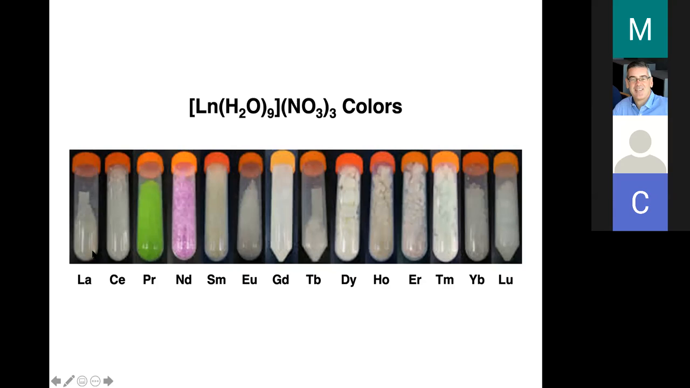But you can see most of the colors are very pale, and some are completely colorless. The colors are most interesting here for praseodymium and neodymium. Those are the two that we just saw the spectra for. But there are faint colors here.